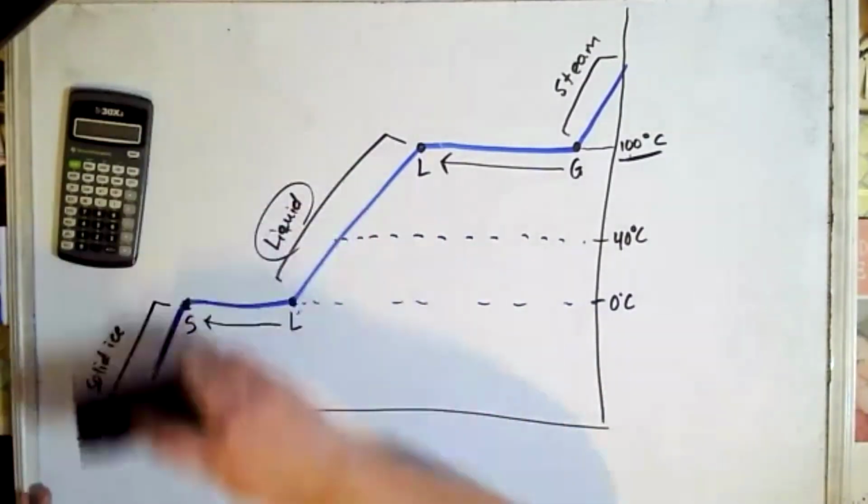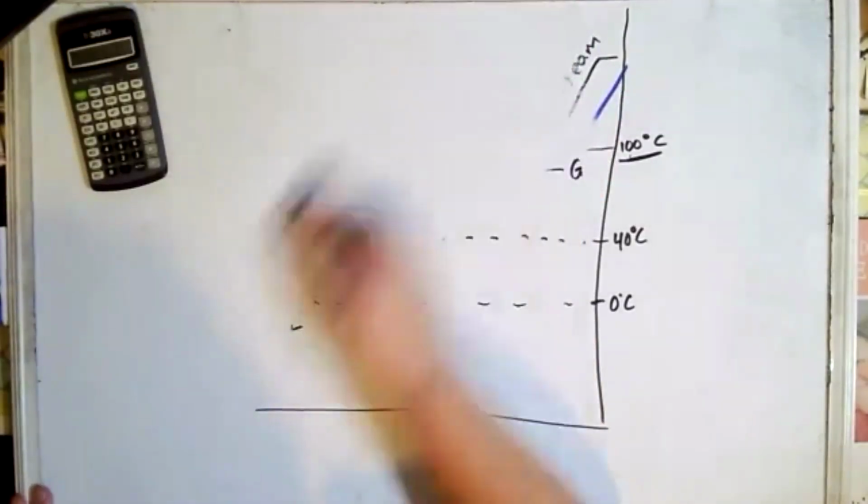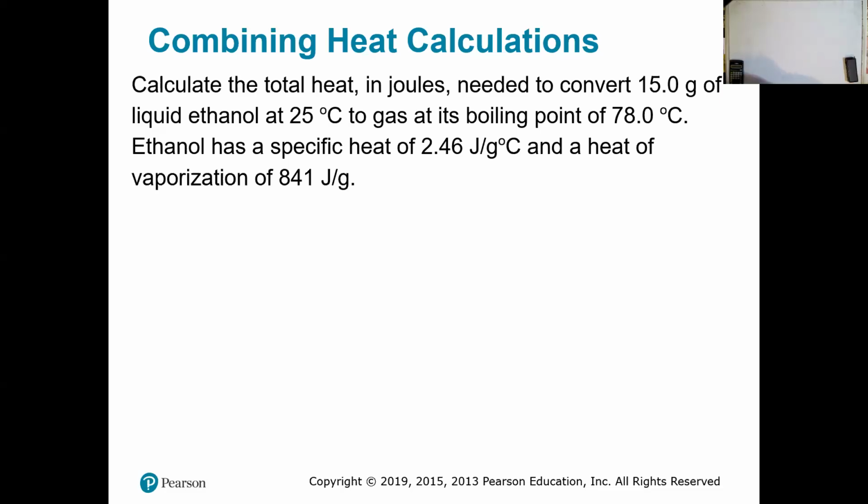It says calculate the total heat in joules. Oh, let me put it up on the board. I'll put it on the screen real quick just so you can see the question while I write down some of the information. We're trying to find the heat in joules, and we're converting 15 grams of the liquid ethanol at 25 degrees Celsius to its boiling point. So boiling point will be BP of 78 degrees Celsius.